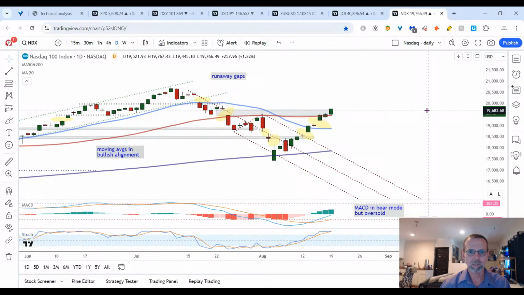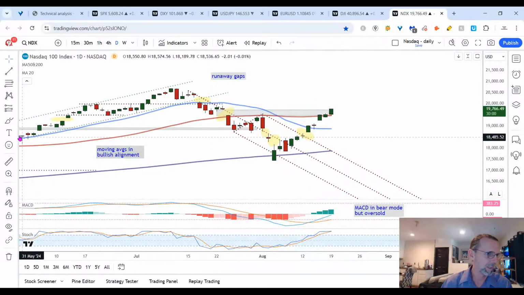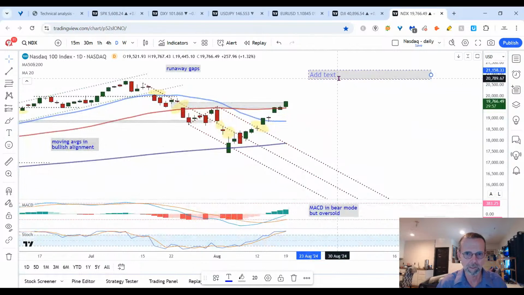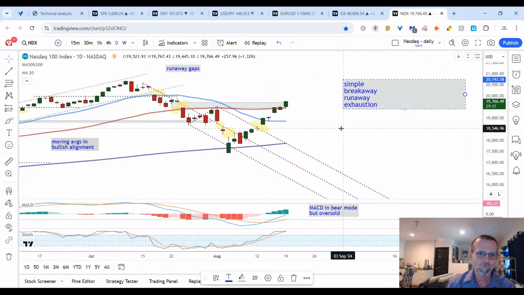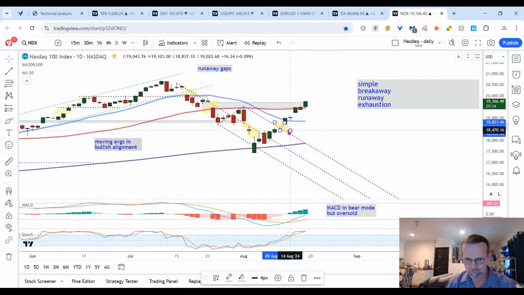If we were strictly talking about gaps, there are at least 3 different types of gaps that we can talk about. And let me throw a text up here and type them. So we've got simple gaps, breakaway gaps, runaway gaps, and exhaustion gaps. And so in this case, we've got a couple of those that we can talk about. So a simple gap is here.